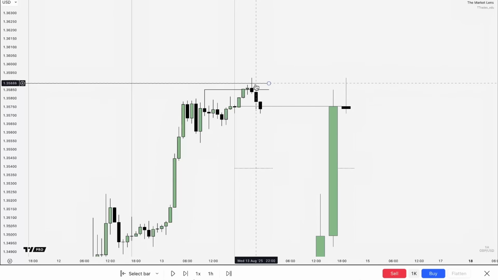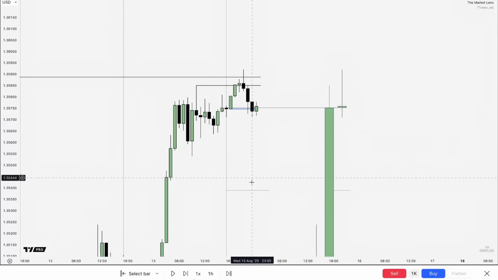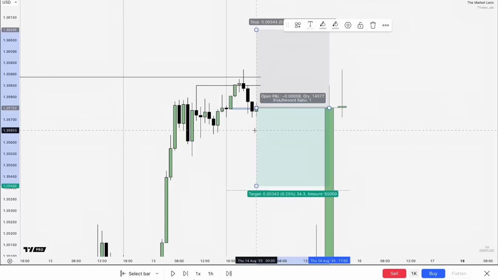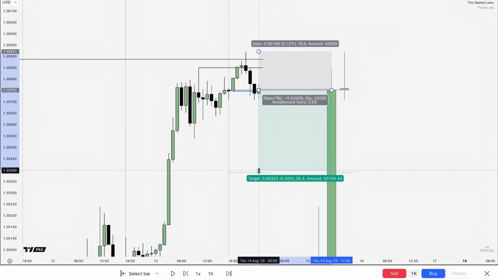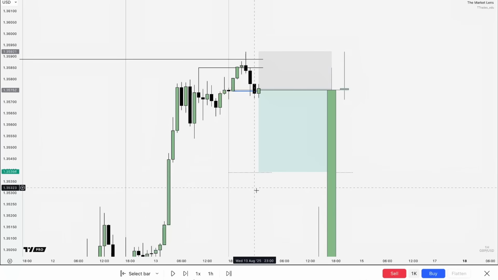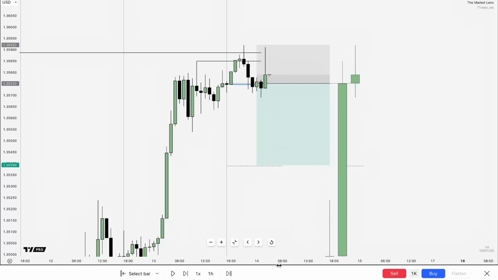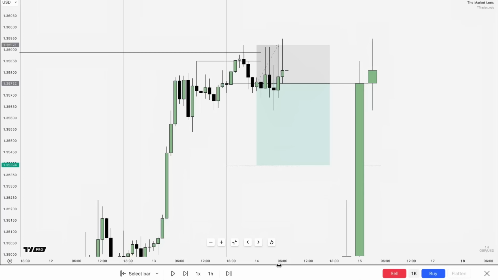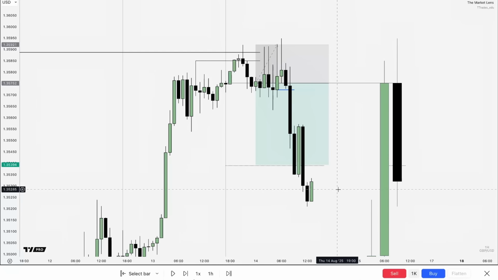We have expansion met with expansion, which is what I would consider to be a reversal. And we also have that change in the state of delivery. We can anticipate this wick to have formed and then look for 2R or right back to the EQ of this range. Let's see how this works out. And you can see we get stopped out before it goes and runs to our target.